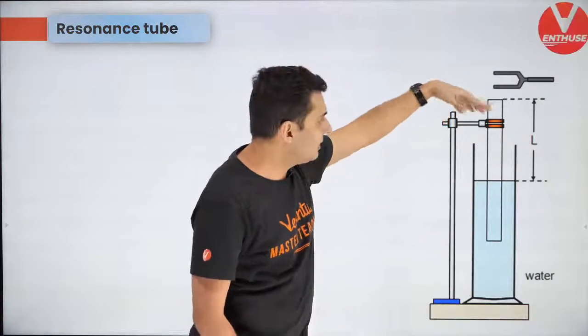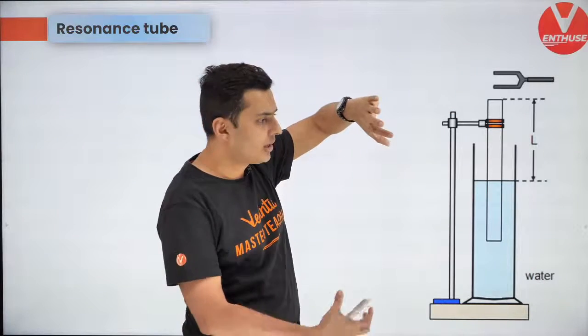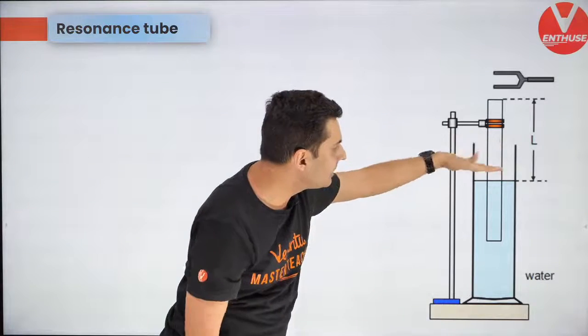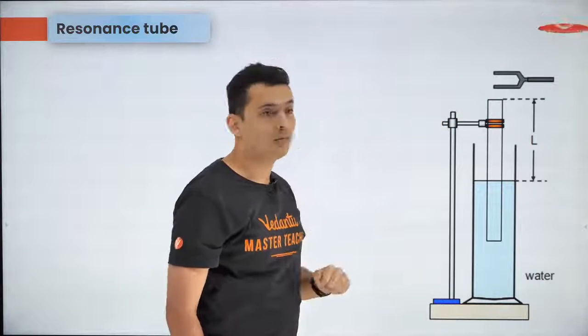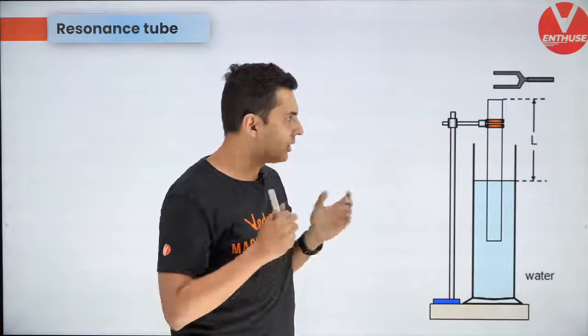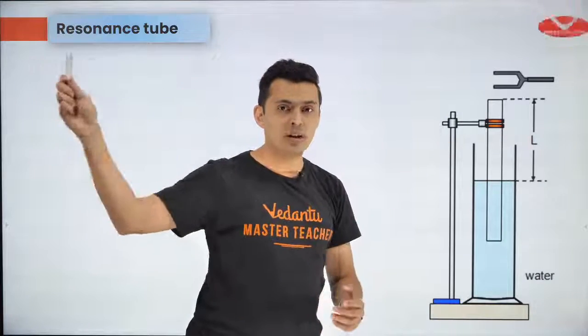Now there is a stand, and you can clamp that pipe, you can release that pipe, and you can move that pipe up or down. First, the pipe is completely immersed inside water, almost. Now you take a tuning fork. Again, this has to be done with your partner. The partner is very important. You take the tuning fork, hit it on your lab partner's head.